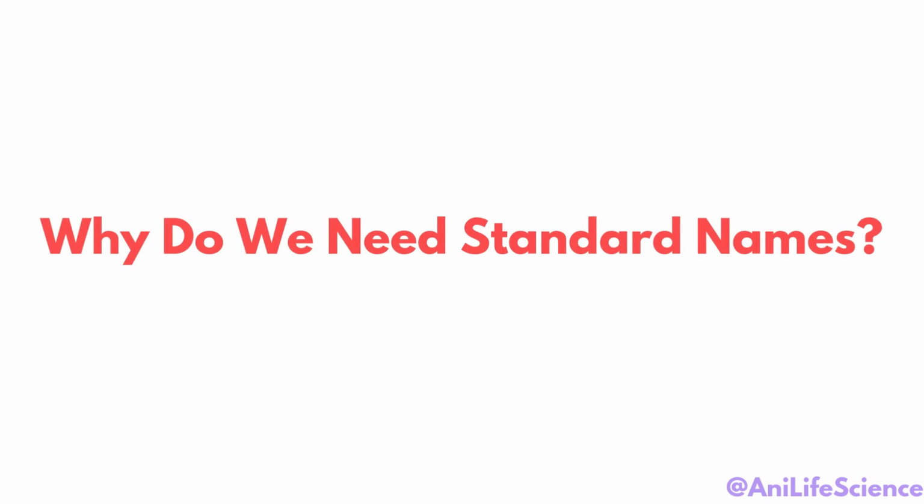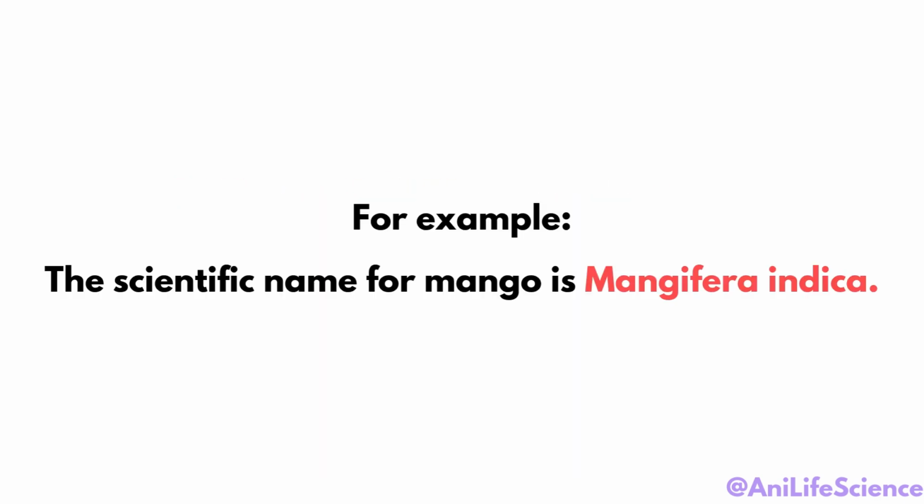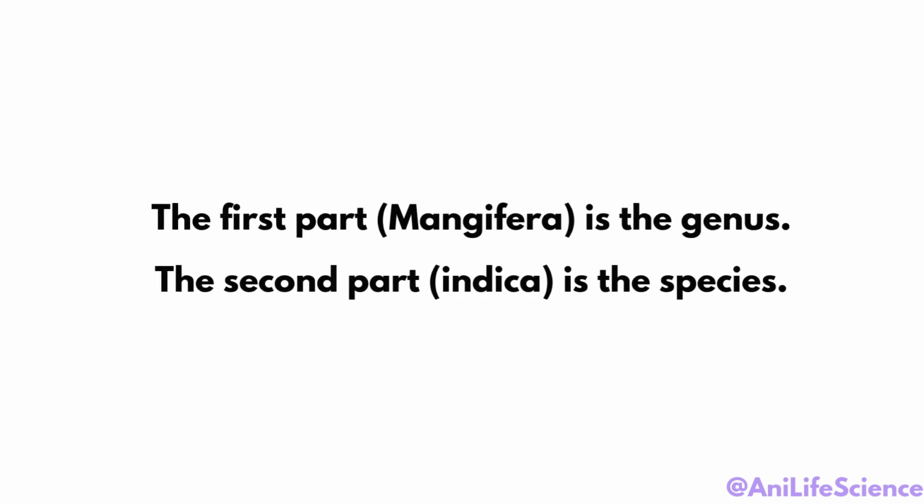Why do we need standard names? Each organism might have different names in various regions and languages. This can create confusion. Scientists solve this problem using a standardized naming system called nomenclature. Binomial nomenclature, introduced by Carolus Linnaeus, gives every organism a two-part Latin name. For example, the scientific name for mango is Mangifera indica. The first part, Mangifera, is the genus. The second part, indica, is the species.